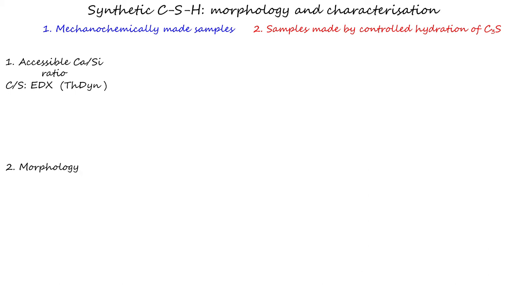Then we look at the morphology, how it changes with the calcium to silicon ratio, and lastly on the chemical units required in the Richardson-Groves model to describe the chemical composition. The Richardson-Groves model in itself deserves its own video, or maybe even two, and we refer to Richardson's papers and Eleanor's thesis for further details.